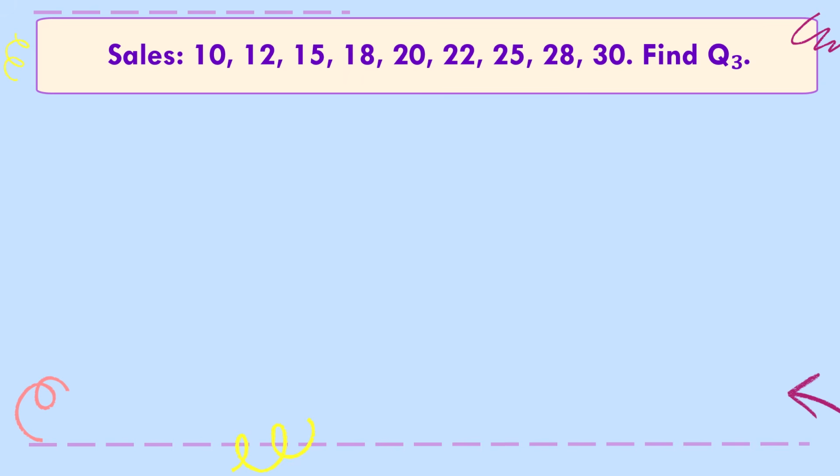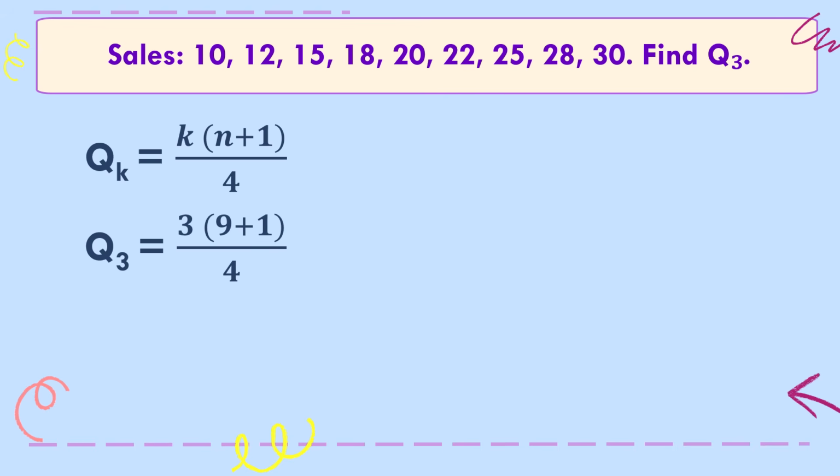The sales are 10, 12, 15, 18, 20, 22, 25, 28, and 30. Let us identify quartile 3. The formula is quartile k equals k times (n plus 1) over 4. The value for k is 3. The total number of sales is 9, so (9 plus 1) over 4. 9 plus 1 is 10. 10 times 3 is 30, divided by 4.